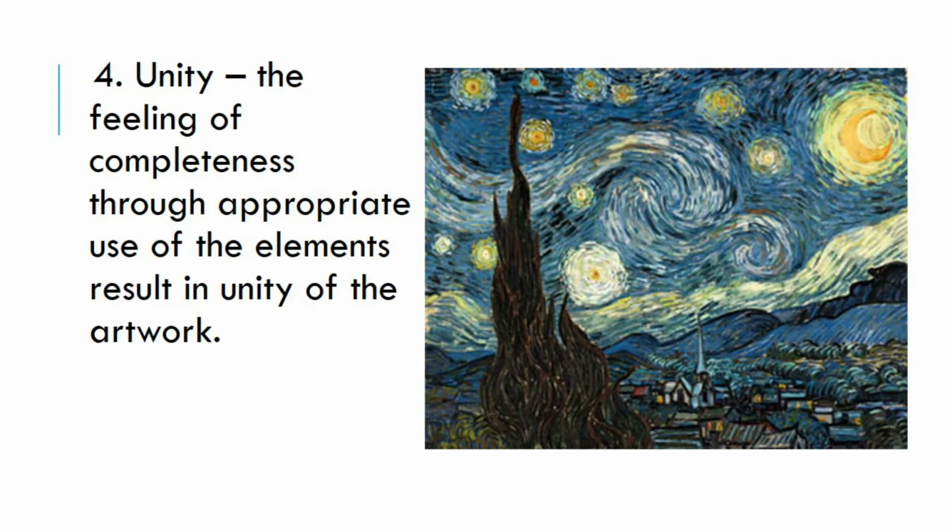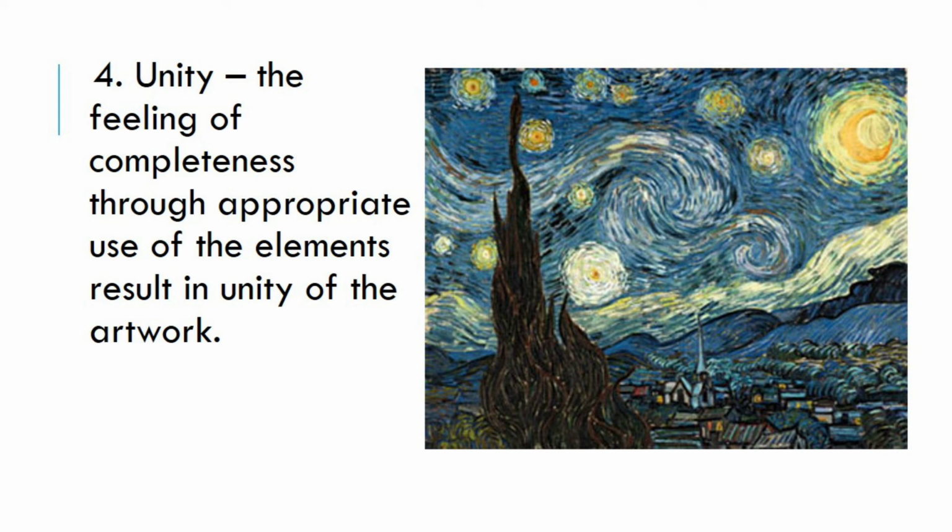Next is the unity. The unity is the completeness through appropriate use of the elements resulting in unity of the artwork. Here is an example that emphasizes unity in artwork. Here is an artwork by Van Gogh. It is called the Starry Night. As you can see, nagkakaroon ng unity with the color, the lines, and the shading. And it resulted in the unity of the artwork.